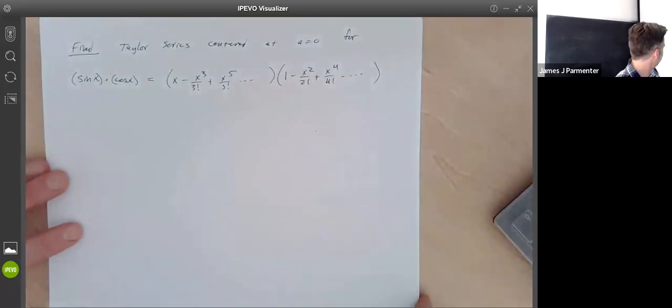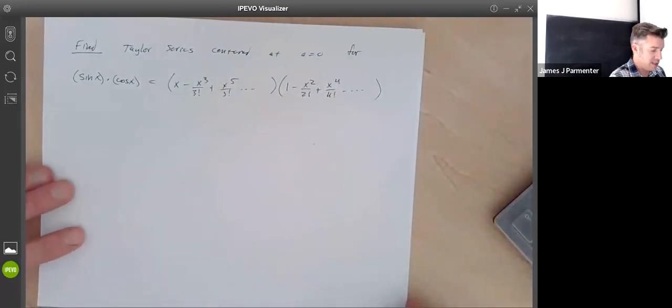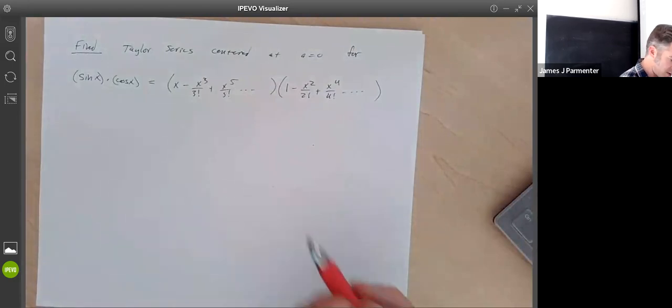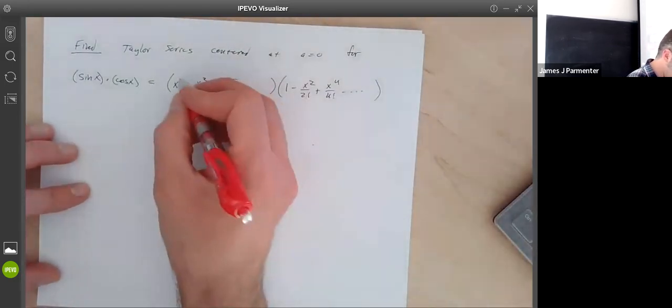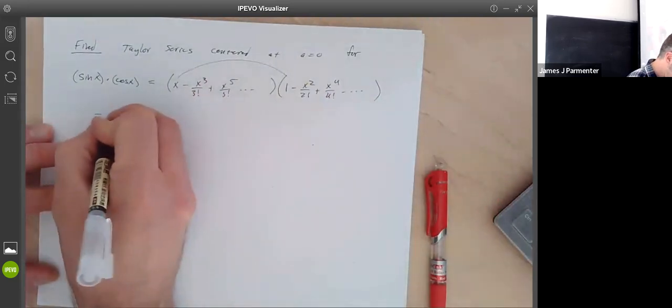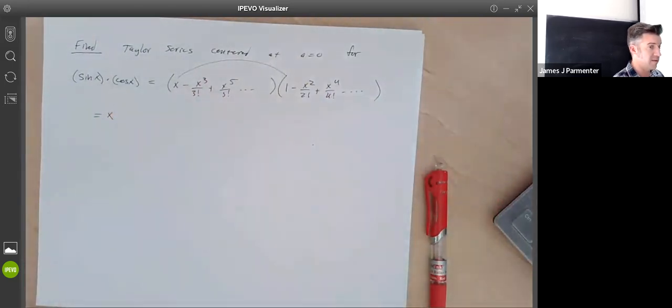That's looking kind of a little worrisome. Well, let's see what happens. So when you have to multiply them together, you just want to group all the ones that have the same powers. So I see an x times a 1. Great. So that's going to give me an x. And there's no other terms that give me an x to the first.